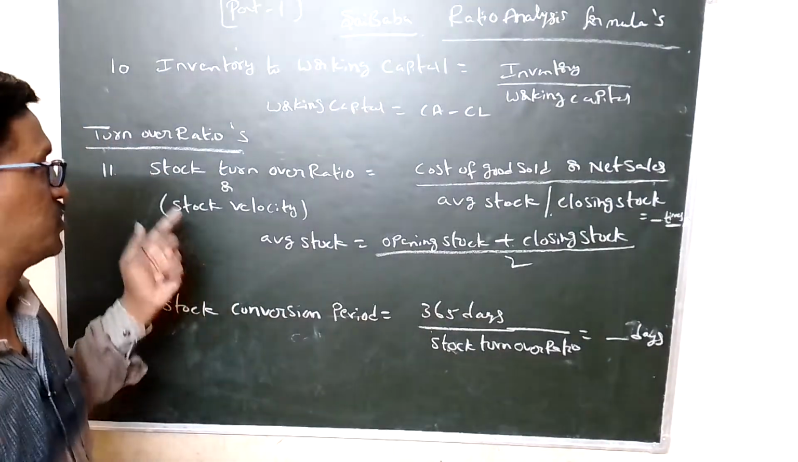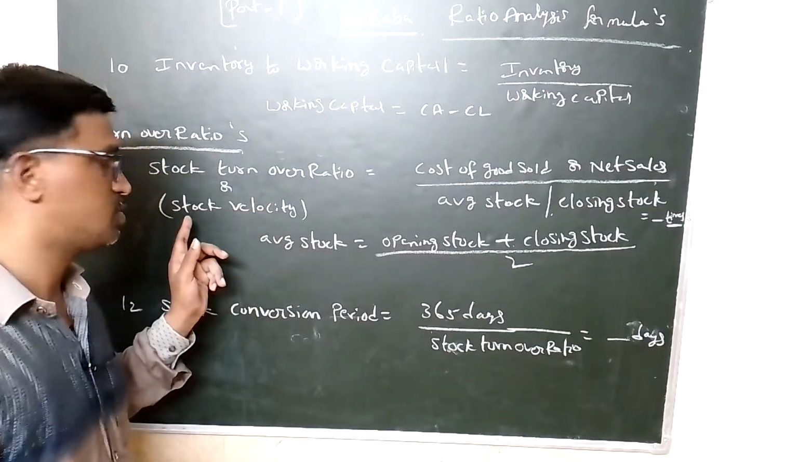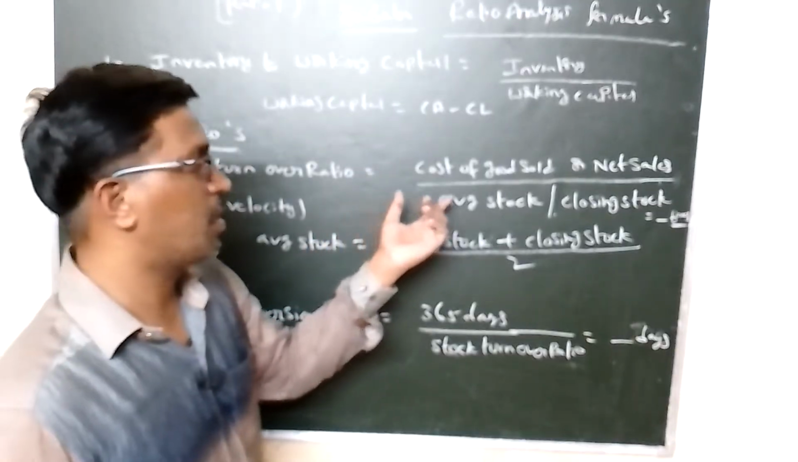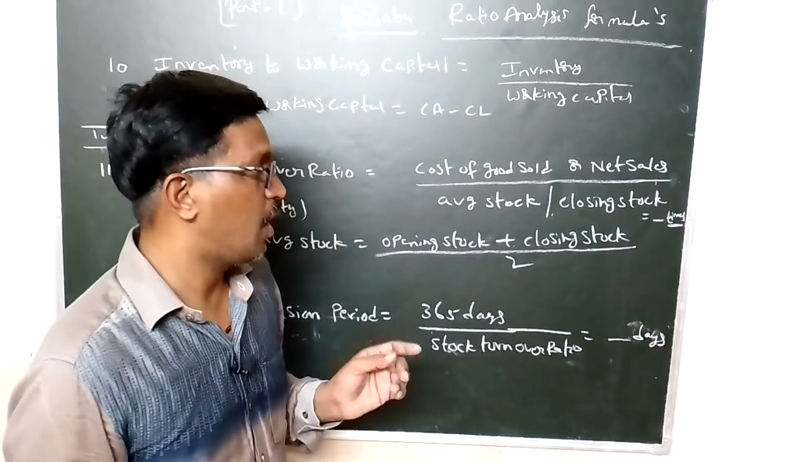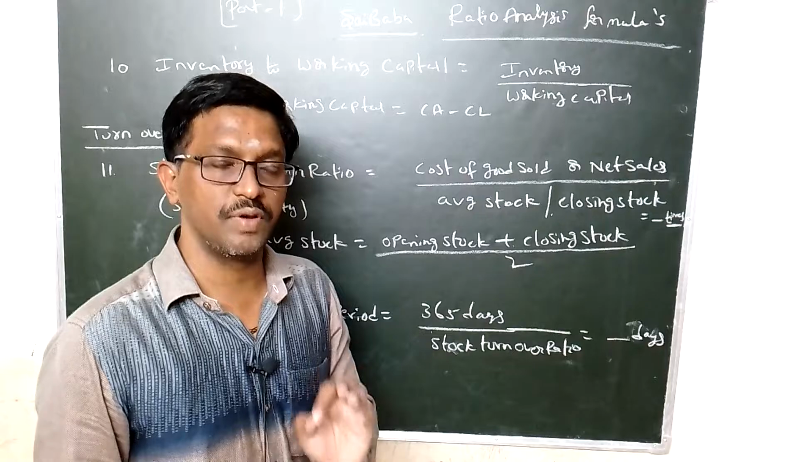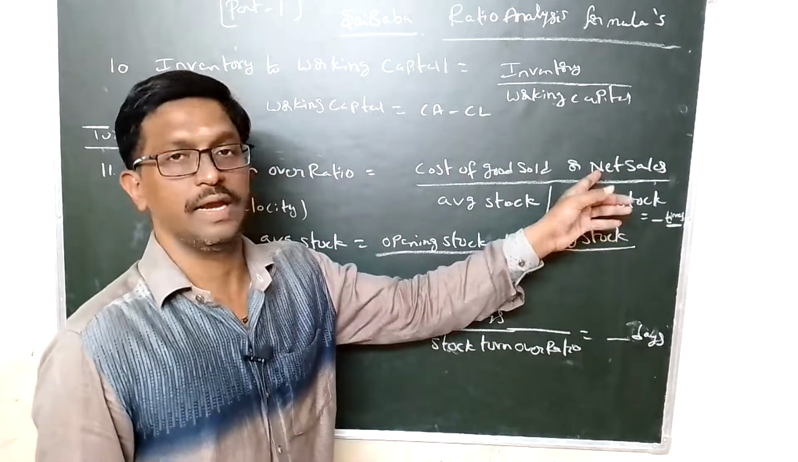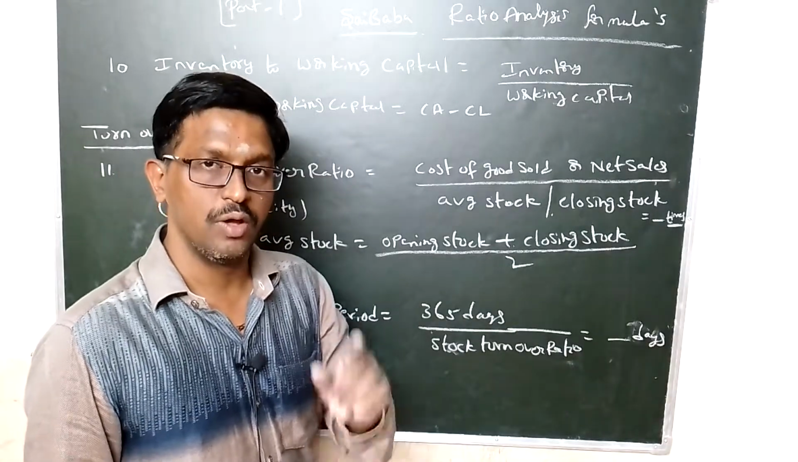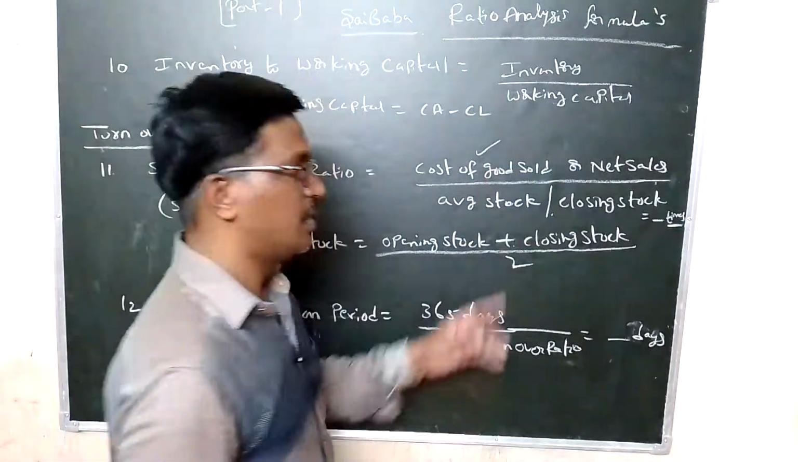First one, stock turnover ratio, also called stock velocity. The formula is cost of goods sold or net sales. If we have cost of goods sold, it is taken as the first preference. If it is not possible to find the cost of goods sold, then we take net sales. If both are available, take cost of goods sold as the first priority, then net sales.